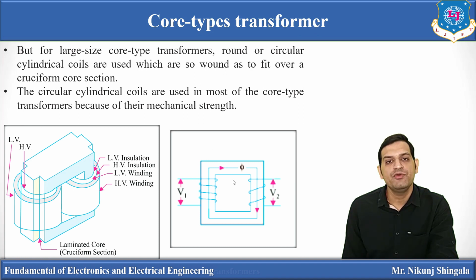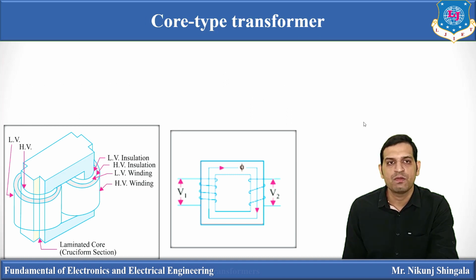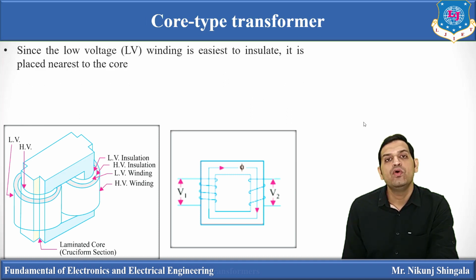Here in simple form, you can see this is a core and this is the primary winding and secondary winding, which are placed on opposite limbs or legs. These are the limbs of the transformer and this is the yoke of the transformer. Now, low voltage winding, here you can see there are the layers of the windings. Low voltage winding is placed nearer to the core because it is easy to insulate. High voltage winding is placed over the low voltage winding because it is required.